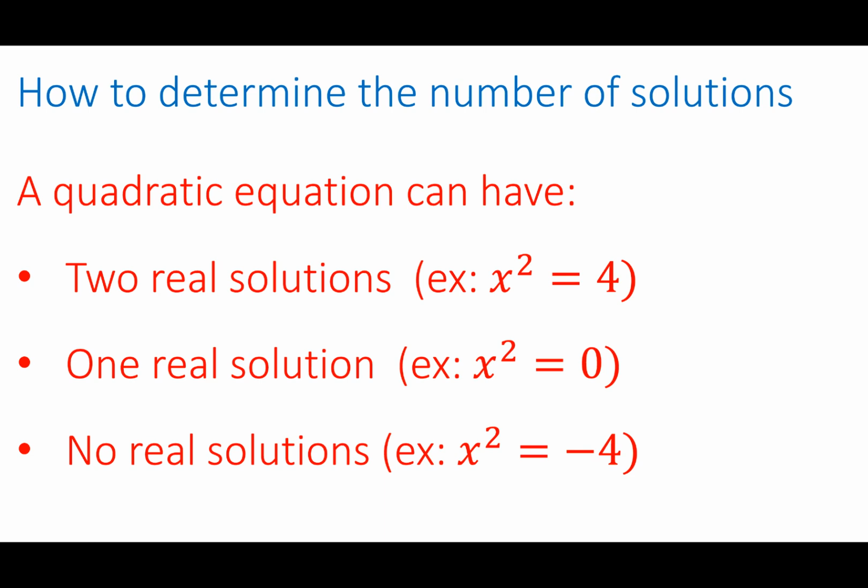So determining those number of solutions. Basically, just looking at a quadratic equation, we can have two real solutions. For example, x squared equals 4. X can equal plus or minus 2. X squared equaling 0, X has to be 0. And then x squared equaling negative 4, that is no real solution that we can have for this one.